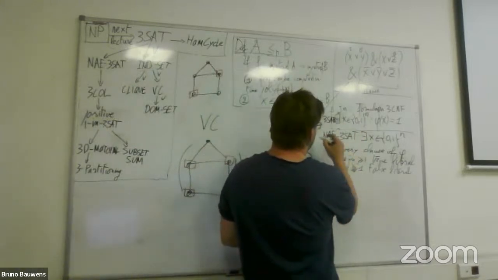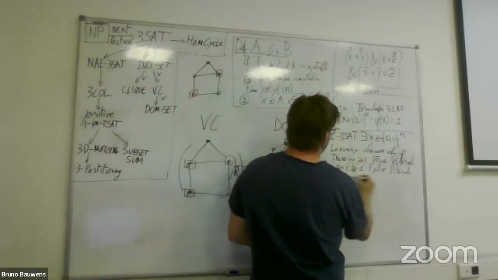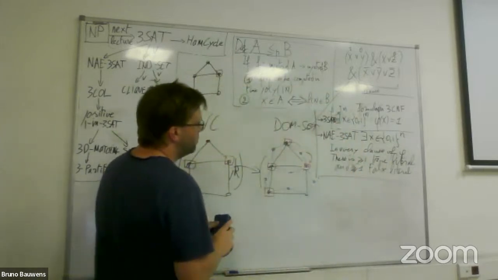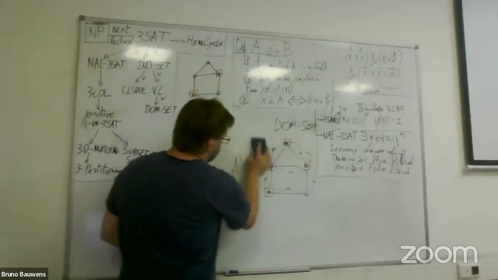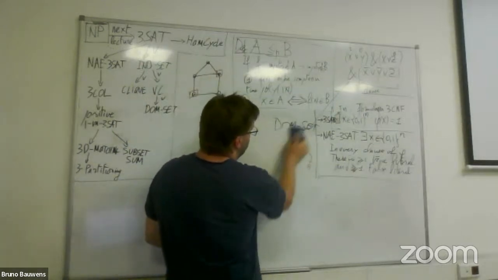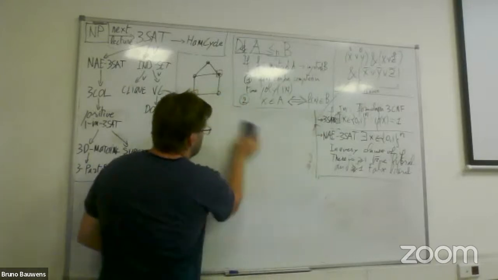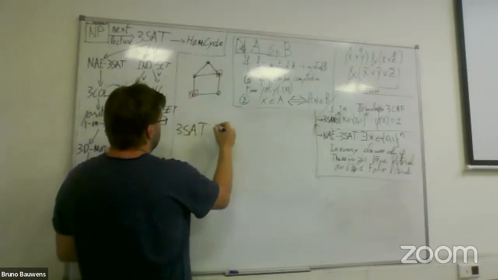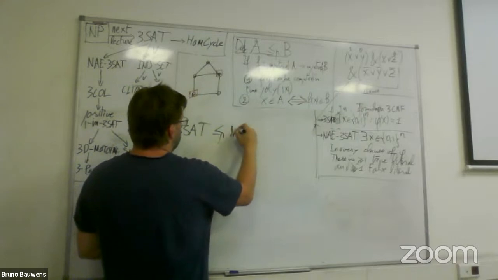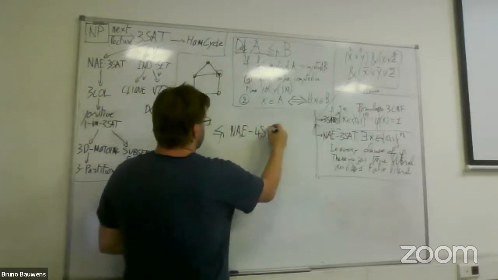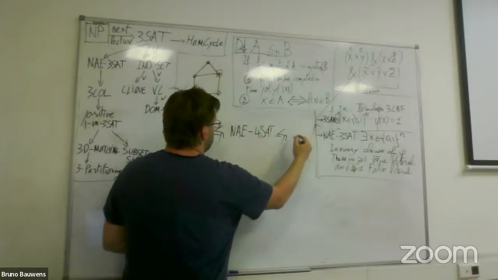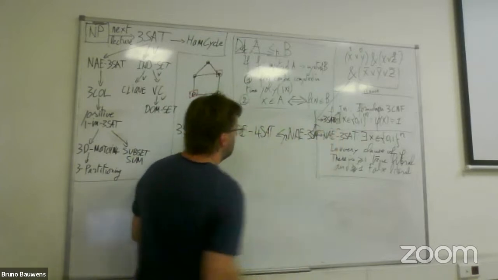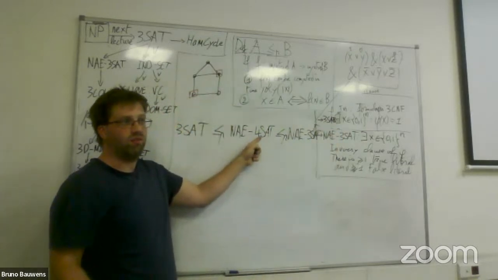Well, these are 2 problems with the same input. Now I will reduce 3-SAT to not-all-equal 3-SAT. I will do it with an intermediate step through not-all-equal 4-SAT. So the plan is: 3-SAT reduces to not-all-equal 4-SAT, and this reduces to not-all-equal 3-SAT. So this is the same, but clauses can have length 4.